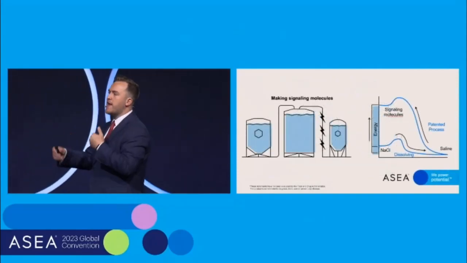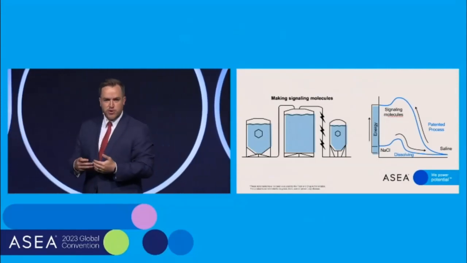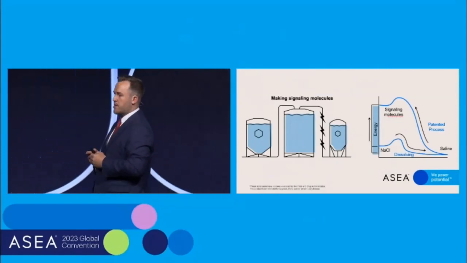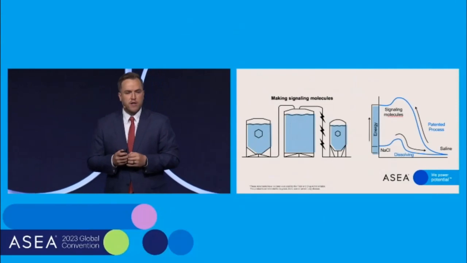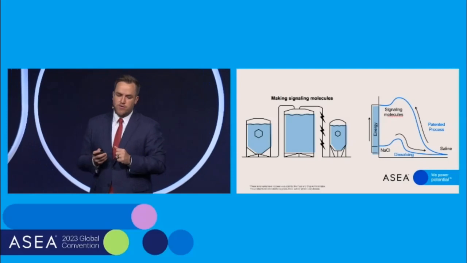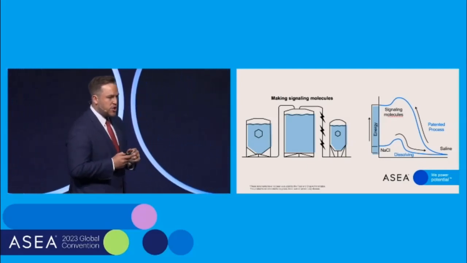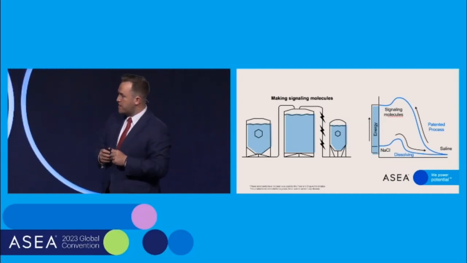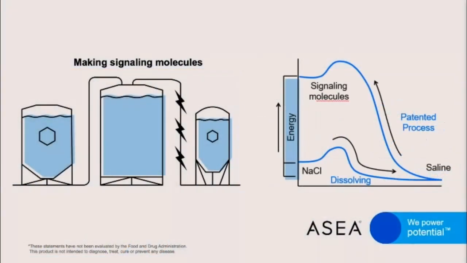So now that we understand why electrons transfer and that energy is released upon a redox transfer, let's talk about how we make redox signaling molecules. Redox signaling molecules are tiny, high-energy molecules. To make these molecules, we use a patented process. We start at the bottom curve there with sodium chloride, salt. Salt is relatively low energy, and when we dissolve it in water, it goes down the energy curve. You can see the ball rolling down the hill to a low-energy saline.